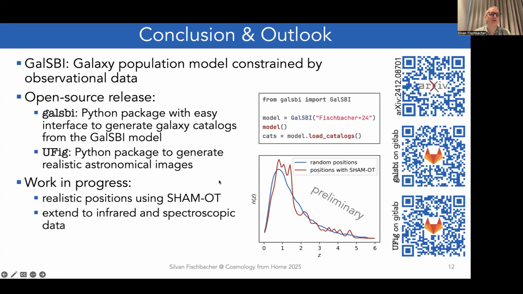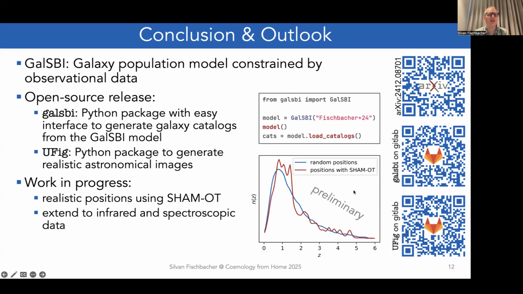And I also showed you some of the work we're currently doing. So one is, of course, realistic positions that we try to assign to our galaxies using the SHAM-OT framework. Here's a very preliminary plot where you see the redshift distribution using the random positions where we don't have any cosmic variance, and therefore the distribution is very smooth. And then the positions when we use SHAM-OT, when we, as expected, have these spikes due to the cosmic variance.